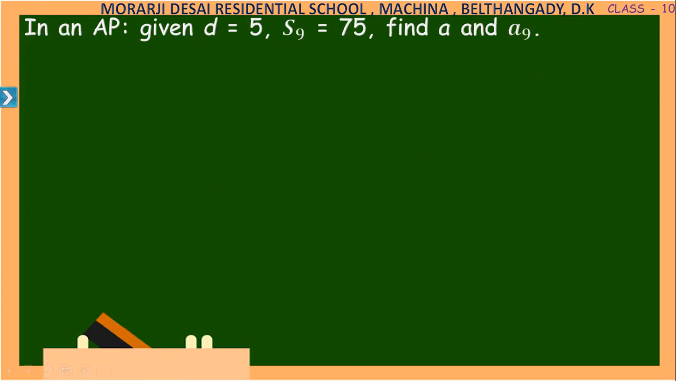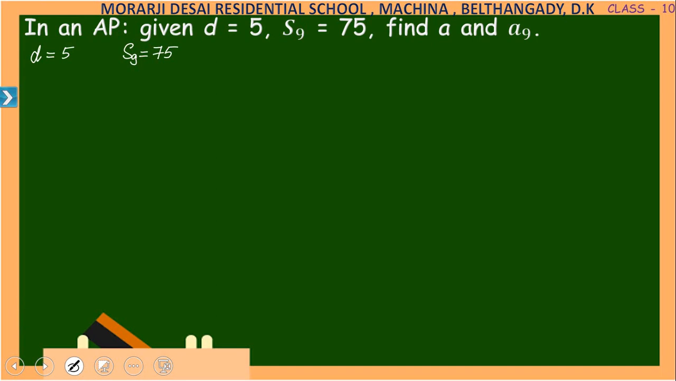Look at the next question. In an AP, given d is equal to 5, S9 is equal to 75, find a and a9. Write what is given here. It is given d is equal to 5, S9 is equal to 75. You have to find a and a9.